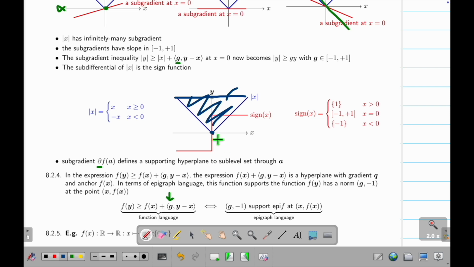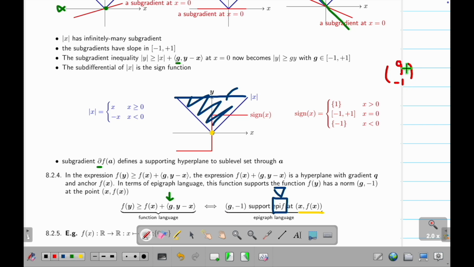Okay. Then what? This is a what? A coordinate. This thing, what is this? G, -1 supports the epigraph at this point. This epigraph is exactly the blue triangle. This thing, let me use yellow, is exactly this point, okay? Then what is this thing? This thing in red, what is G? I just told you G is between -1 and 1. What is G, -1? Let me write it in vector form.